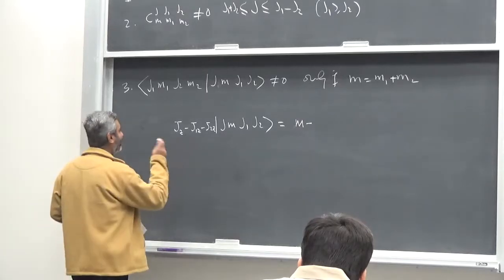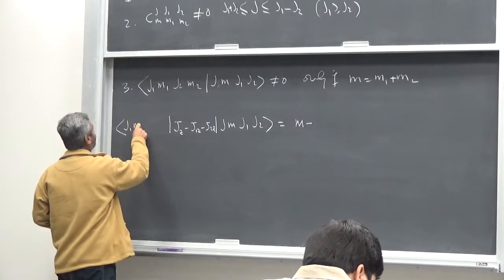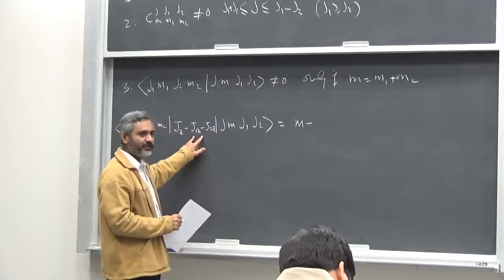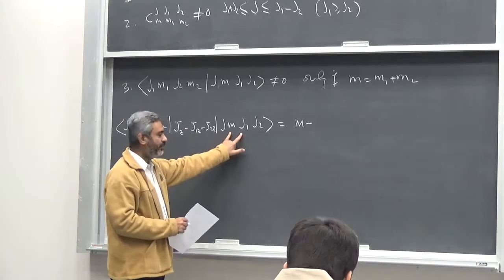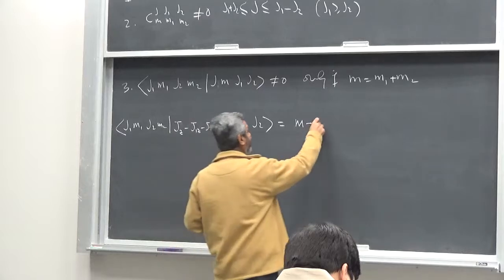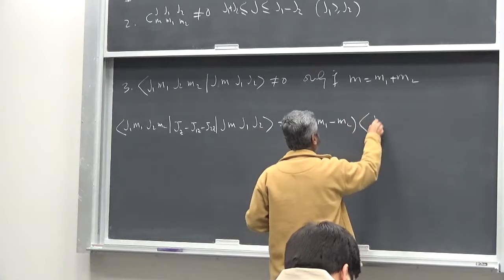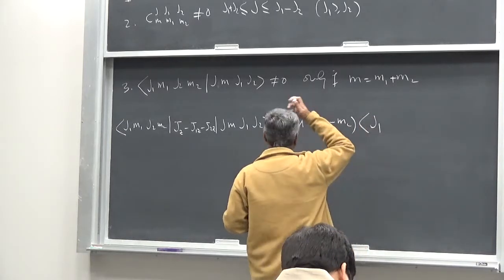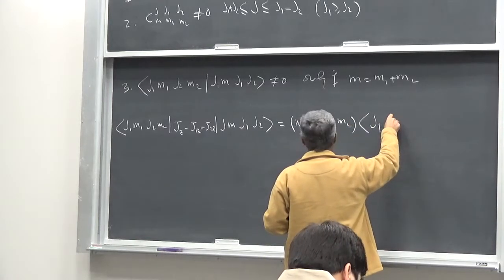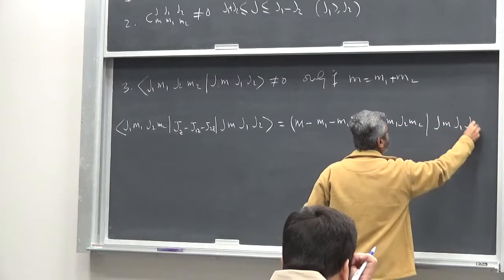Okay, but I can do something. On the left end, I can dot with this. And now, since these are Hermitian operators, you can apply them over on this side. And now you would get M minus M1 minus M2. Then you will get J1 M1, J2 M2, JM J1 J2, right?